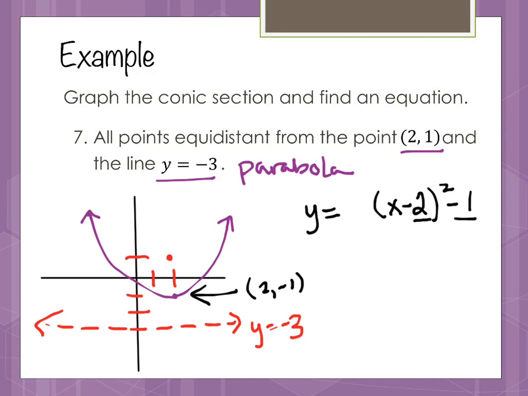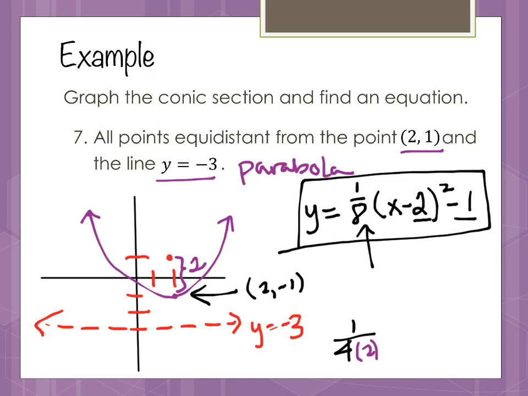The only thing left to find is this value in front. The value in front is actually 1 over 4 times the distance from our vertex to the focus, and the distance from our vertex to the focus is the number 2, so this is actually the value 1/8. And we have our equation of our parabola for number 7.